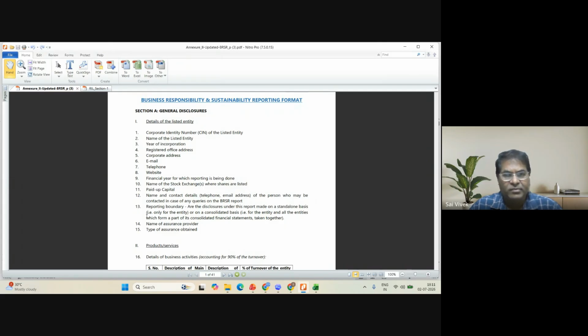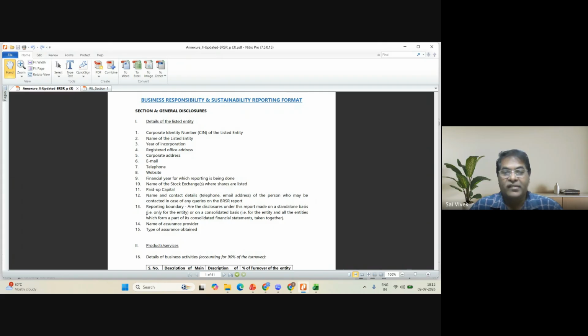Oil and natural gas means extraction of oil or natural gas from the core of the earth. Textile industry, what kind of operations go there? Those boundaries are disclosed here in organizational and operational boundaries. Organizational is physical, operational is the exact activities which take place inside it. And the 14th one is name of assurance provider.